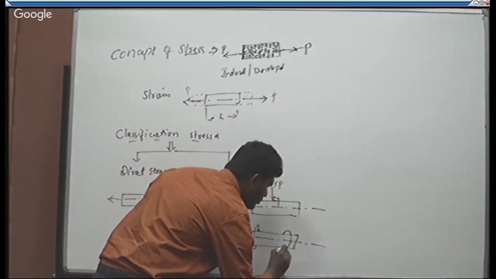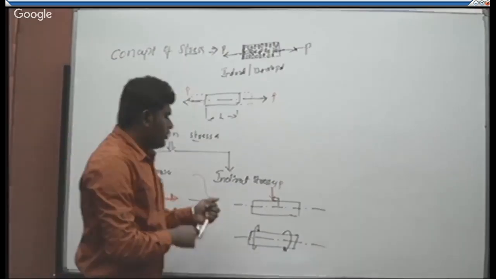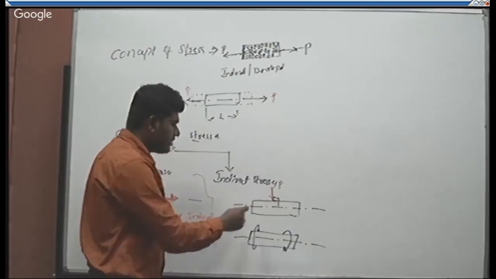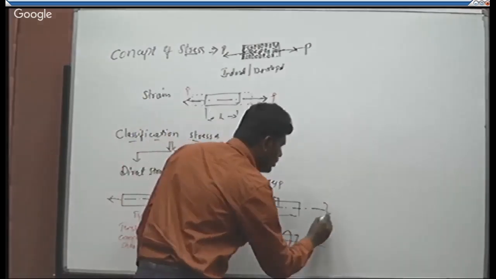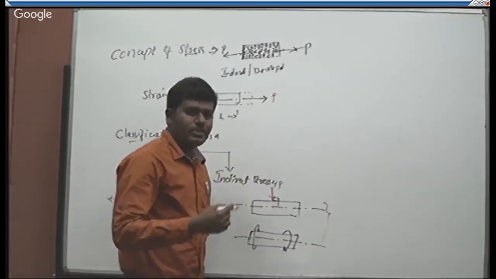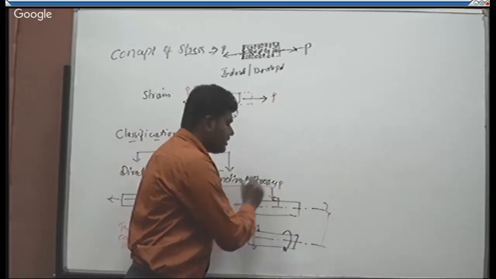So due to the action of equal and opposite couple. So these two conditions, here the loads are external agencies acting not parallel to the axis. The stresses induced due to these conditions of loads, the types of stresses induced due to these kinds of forces, are called indirect types of stresses.